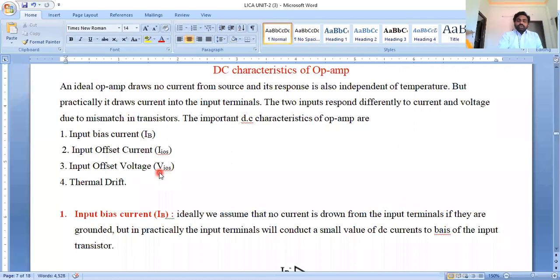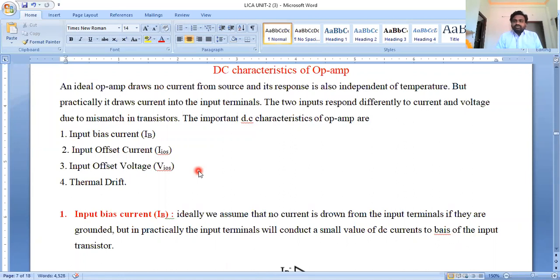Before going into the discussion, how can we eliminate or minimize these characteristics? We are going to study that in today's class, and we will wind up the DC characteristics of operational amplifiers. We are already familiar with the characteristics of operational amplifiers: open loop voltage gain, input resistance, output resistance, offset voltage, slew rate, common mode rejection ratio, and so on. Next we discussed AC characteristics, such as stability, frequency response, and slew rate, and now we are discussing DC characteristics.